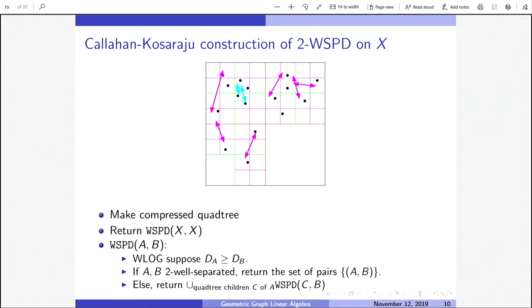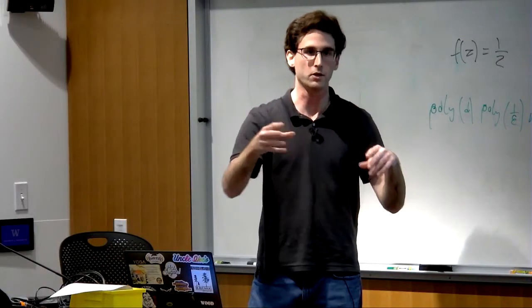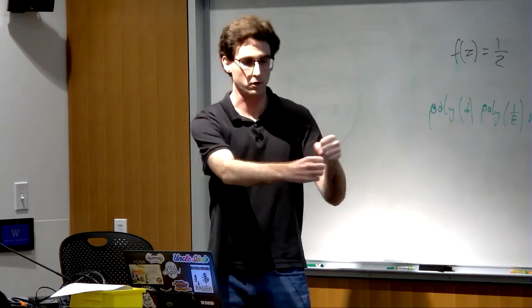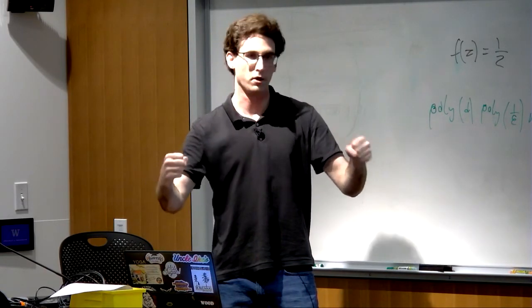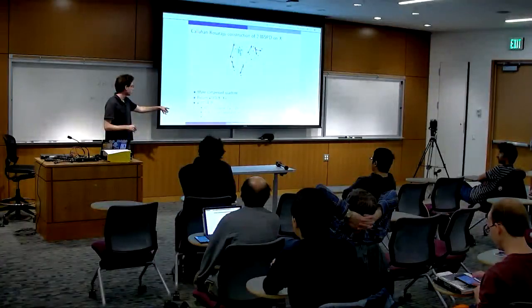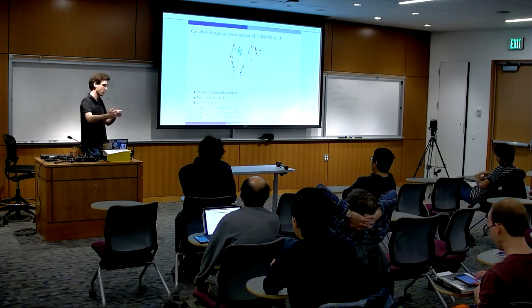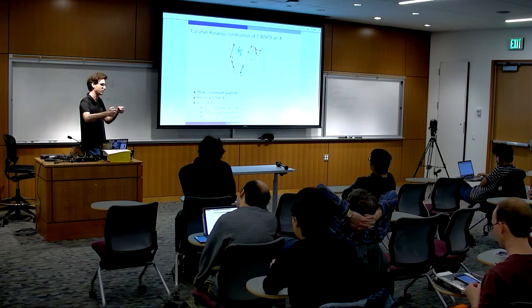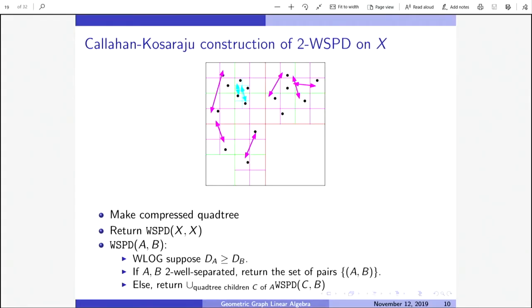So the idea is that you start off with two sets that are not well separated, and through repeatedly chopping up the sets, you eventually get to pairs that are well separated. The key thing about this recursion is that you're always preserving the invariant that each pair of elements is covered by exactly one pair of live sets. Are there any questions about the construction?